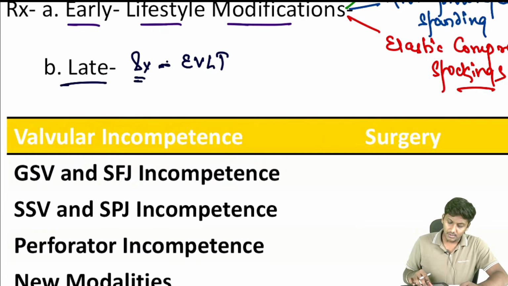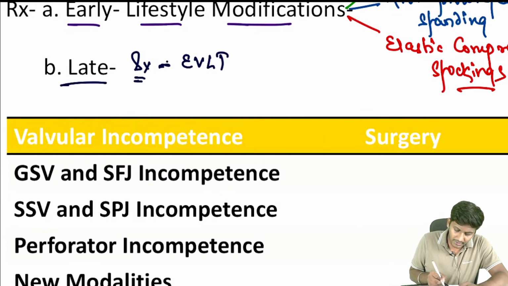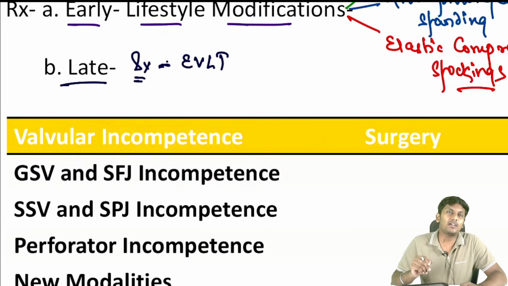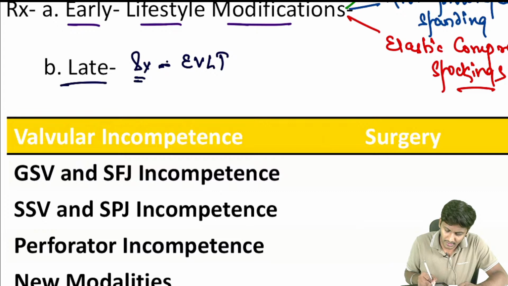I'll talk about them later. First, I'll talk about the conventional surgeries used for varicose veins. First thing is great saphenous vein and saphenofemoral junction incompetence. If there is a problem at the level of the saphenofemoral junction, at the level of the upper thigh, that is problematic. So if the valves are defective there at the saphenofemoral junction, you are going to go for an operation known as the Trendelenburg operation.